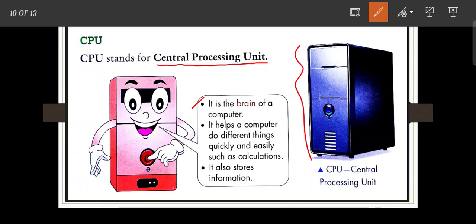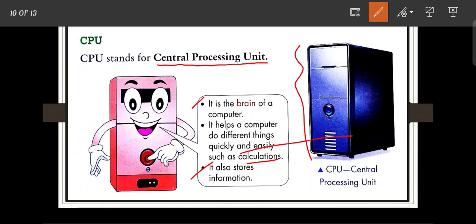We all know that a computer can perform any type of complex calculation very easily, okay. And this is the part that does it, okay. It helps a computer do different things quickly and easily, such as calculation, okay. And it also stores information, okay. So mainly the CPU is the brain of a computer, and the full form of CPU is central processing unit, and it helps to do different types of tasks and calculations very easily, okay. And it also stores a huge amount of information, okay.